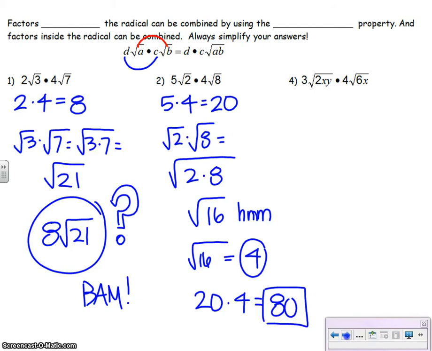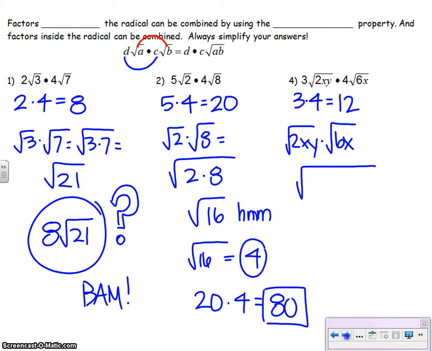And now, the last number. We have our outsides and our insides, so we're going to do 3 times 4, and that's going to give us 12. And then we're going to do the square root of 2xy times the square root of 6x. So 2 times 6 will give us 12. x times x will give us x squared, and then the y has no one to multiply with. So we have the square root of 12x squared y.